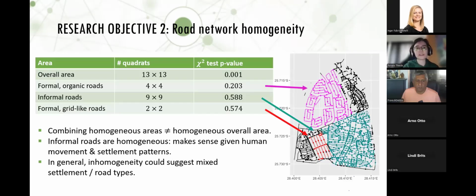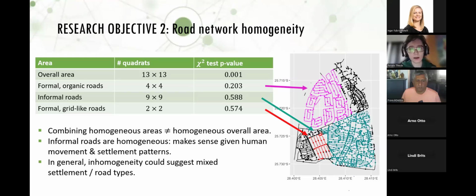And then here's an example of how it works. I took a part of Mamelodi, which has different kinds of formally developed road networks and informal road networks. These regions, the different colors here, I selected by hand or by eye.